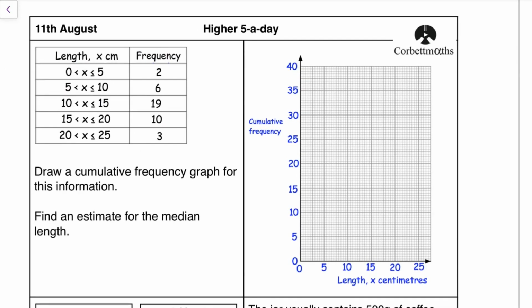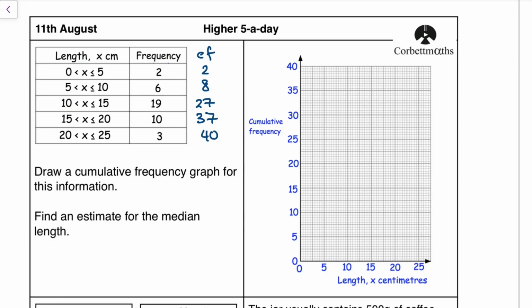Right, what do we have? It says draw a cumulative frequency graph. So let's work out the cumulative frequencies first. 2. 2 plus 6 is 8. 8 and 20 is 28. Take away 1 is 27. Add 10 gives me 37. And add 3 gives me 40.